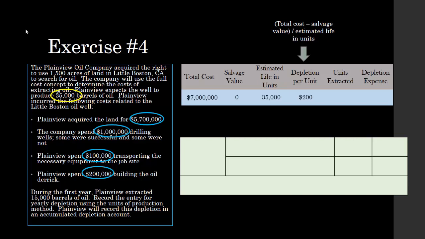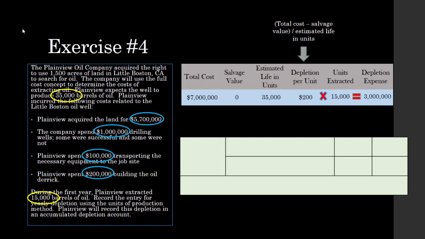During this first year, they extracted 15,000 barrels of oil. So if we're going to deplete it by $200 per barrel of oil and we extracted 15,000 barrels, that means that our depletion expense should be $3 million during the first year.